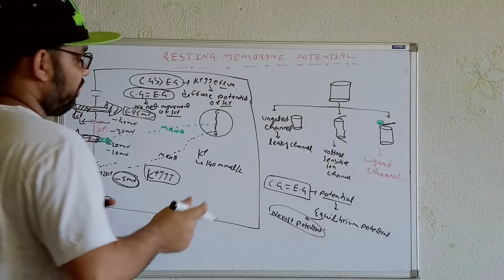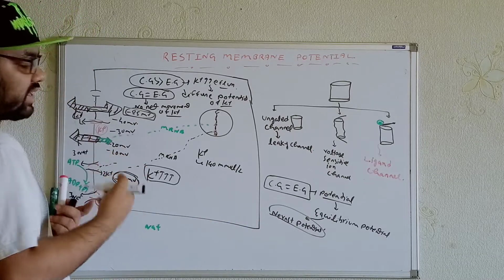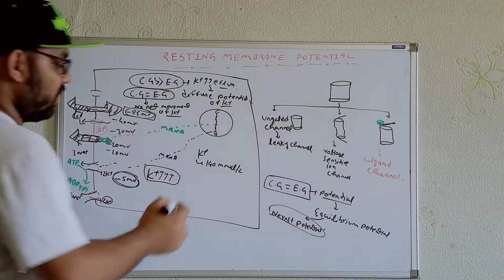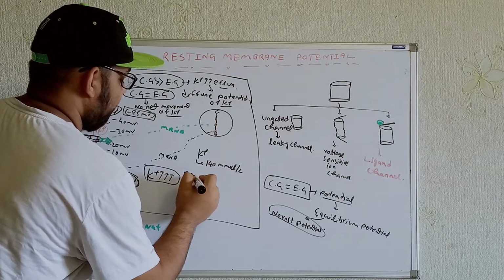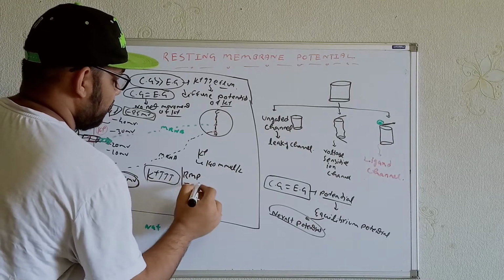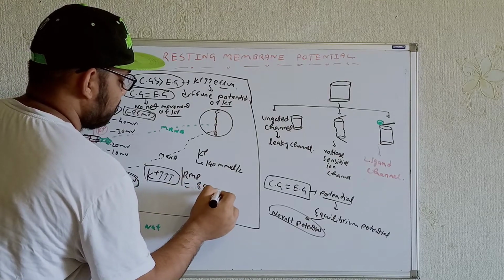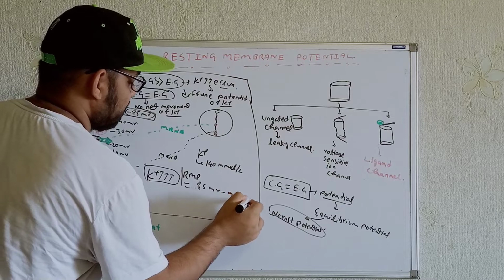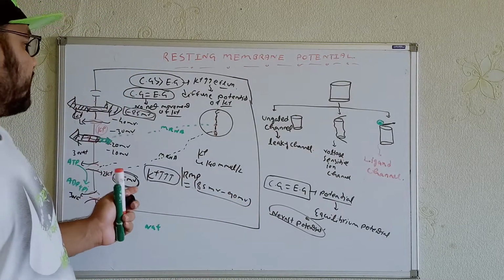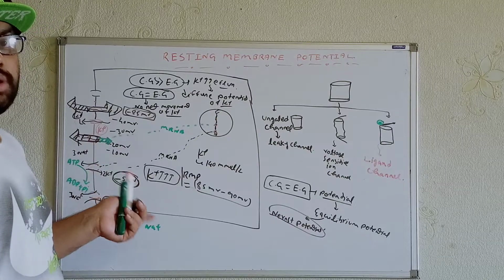Now we can say that for the efflux of potassium in these cases, we will get the resting membrane potential of the cells around minus 85 millivolt. The resting membrane potential in these cases is around 85 to 90 millivolt. Just like this, we get the genesis of the resting membrane potential within the cell.